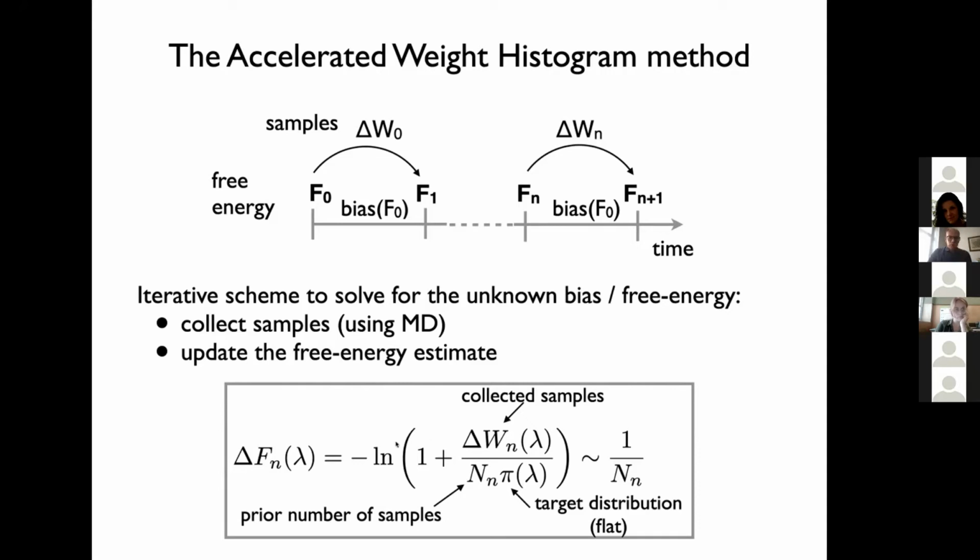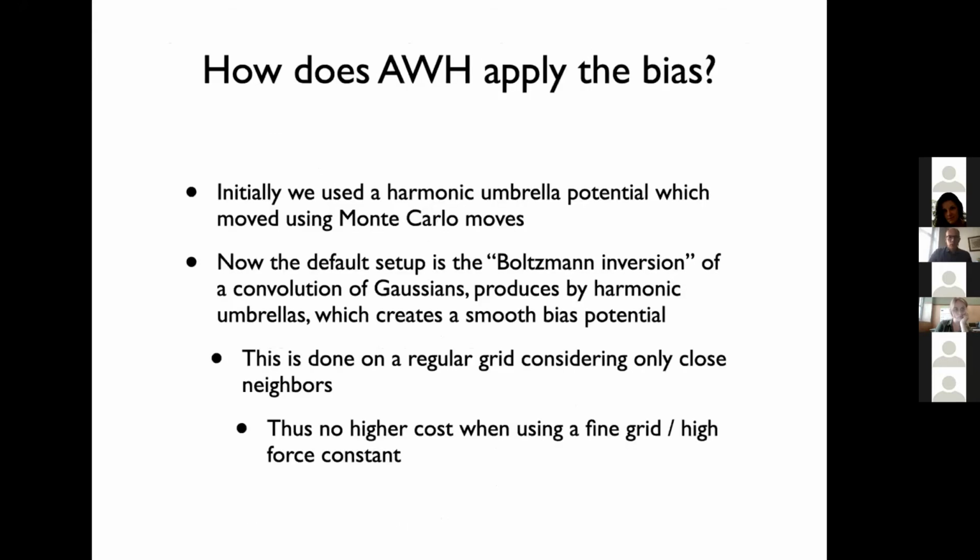So yeah, the free energy gets corrected with, as I showed in the previous picture, the observed samples versus the target distribution that you're after. Okay, so how does this actually work? How does AWH do this? What we initially did is we used a harmonic umbrella potential, and we moved using Monte Carlo moves. So that's a bit similar to umbrella sampling, but then the umbrella moves. But that's a bit annoying because you have Monte Carlo, you have jumping umbrellas which add noise.